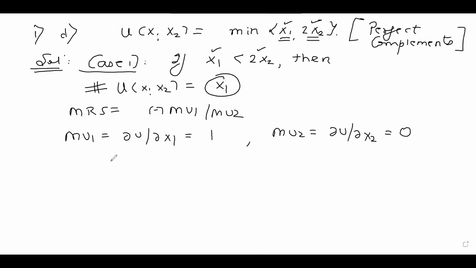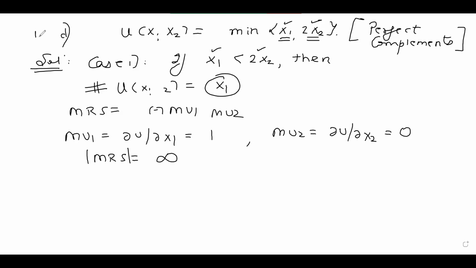So what is my MRS? Minus 1 by 0, which is infinite. MRS in this particular case is minus 1 by 0, which is infinite. You can actually say minus infinity also, but it's fine. My MRS in absolute terms is infinite. So if I have to find mod of MRS, basically mod of MRS will be infinity. The absolute value of the MRS is infinite. I hope all students have understood this particular case.